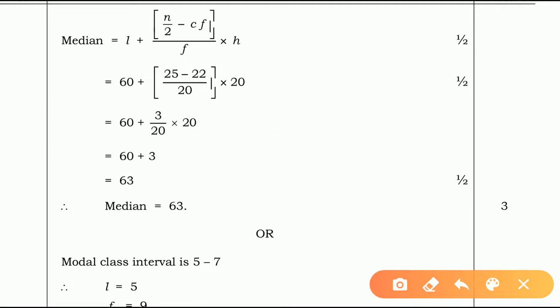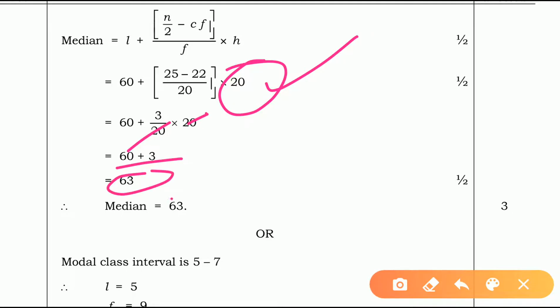22 by 20 into class size is 20. Then after simplification we get this, and this gets cancelled, we get 60 plus 3. 60 plus 3 is equal to 63. So the median is 63.